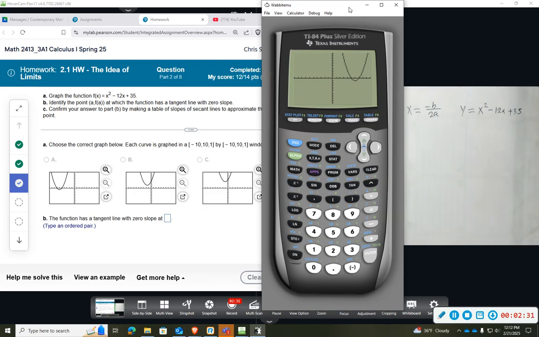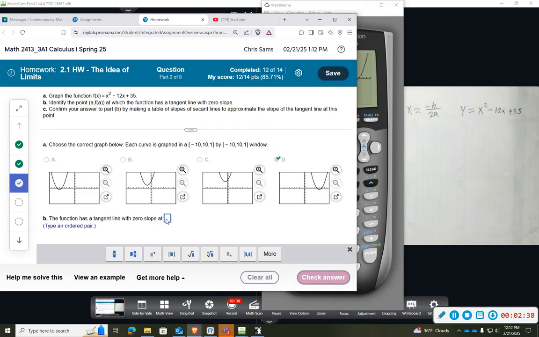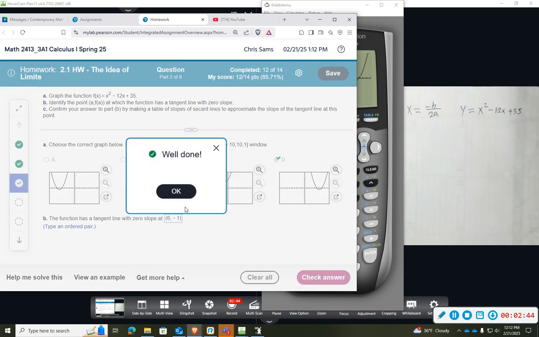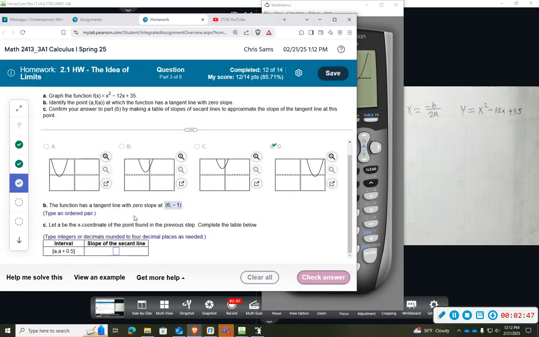So we're just reading off the graph. Looks like 6 and negative 1. So we're going to put that in. Got to type the ordered pair. Okay. So now we want to do the table.